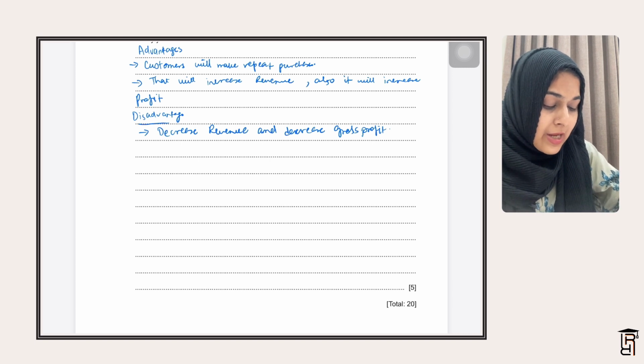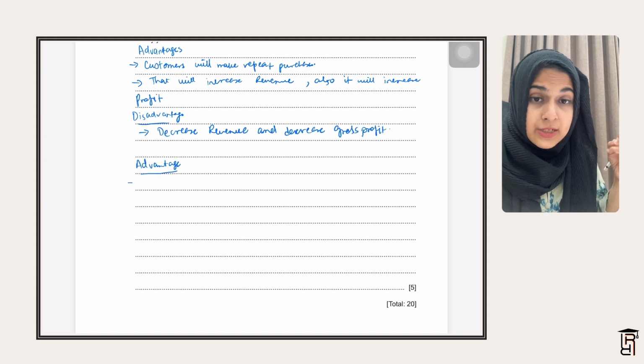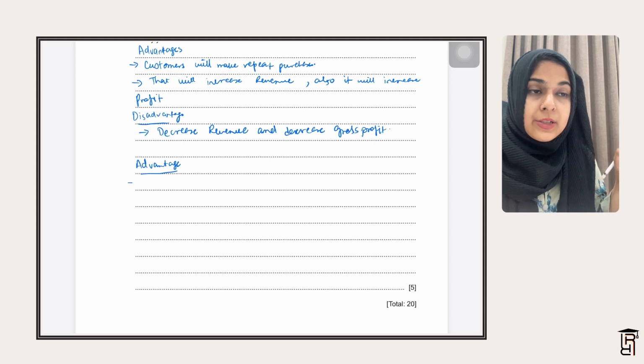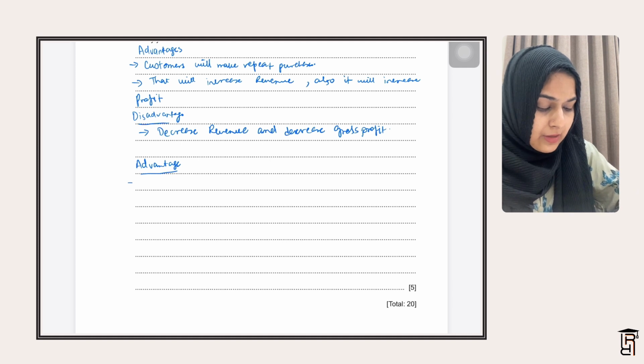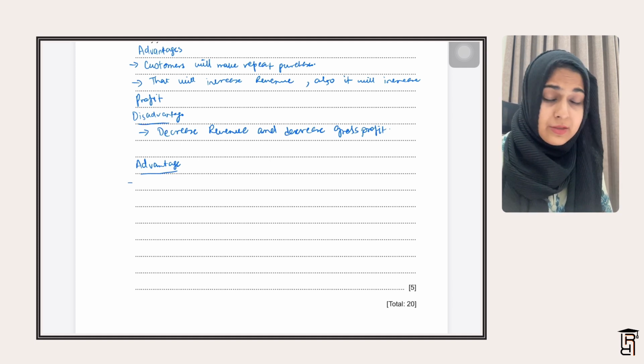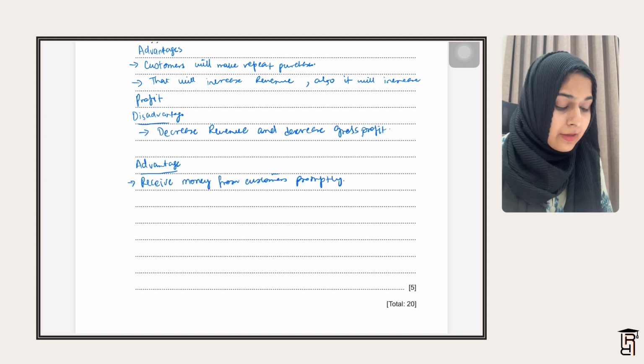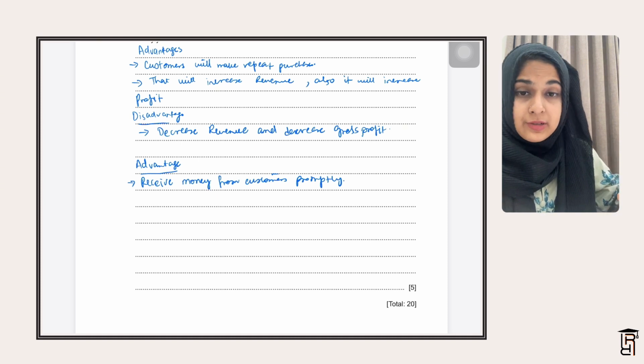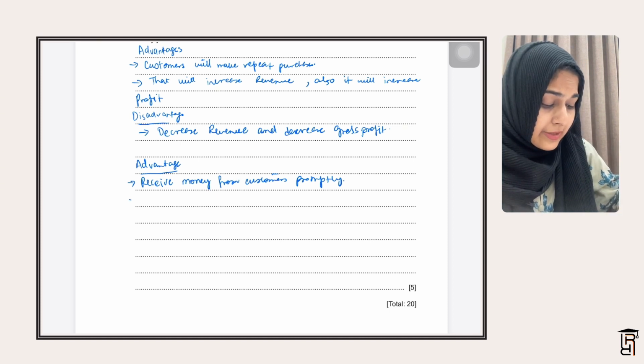For the cash discount, I need to say that the advantage of giving a cash discount would be that the objective of cash discount is that customers pay on time. So you can receive payments promptly. Receive money from customers promptly. That's an advantage, that you'd receive money from customers very quickly. And then another advantage would be that it'll reduce the risk of irrecoverable debts. So I write here, it will reduce the risk of irrecoverable debts.